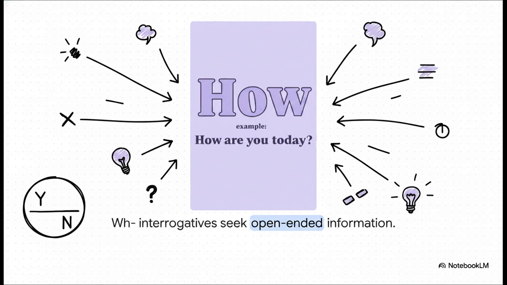Unlike yes-no questions, which just want a simple binary answer, WH interrogatives expect an open, totally variable range of information. We achieve this through a really cool linguistic mechanism called WH movement, or fronting. In the deep structure of the sentence, the question word is usually generated right in the object position. But to signal the question on the surface, that WH word is forced to move to the absolute front of the sentence. By putting the word first, like how in "How are you today?" the speaker instantly signals they are seeking specific information.